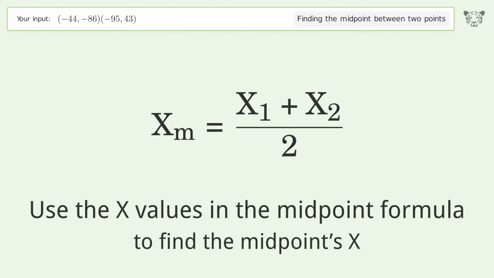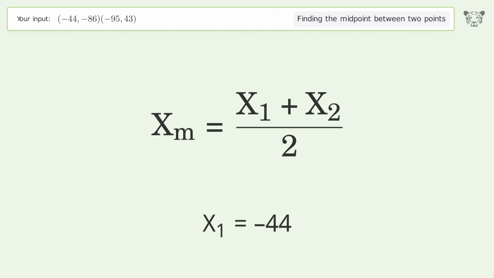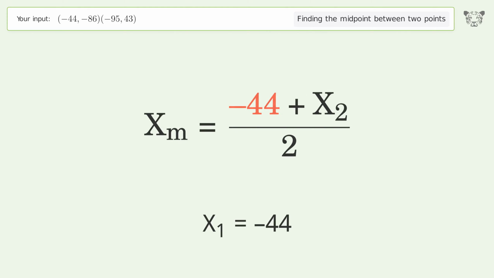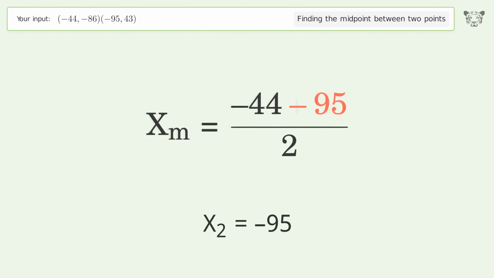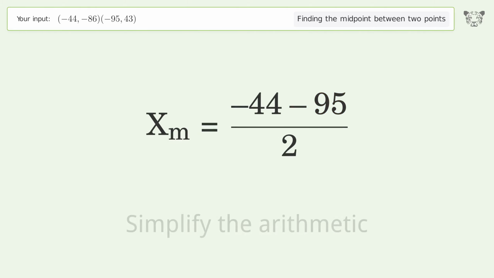Use the x values in the midpoint formula to find the midpoint's x. x1 equals -44. x2 equals -95. Simplify the arithmetic.